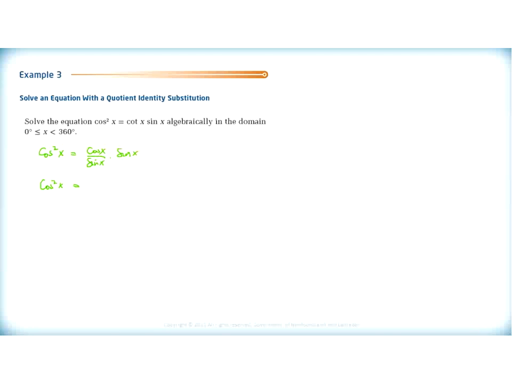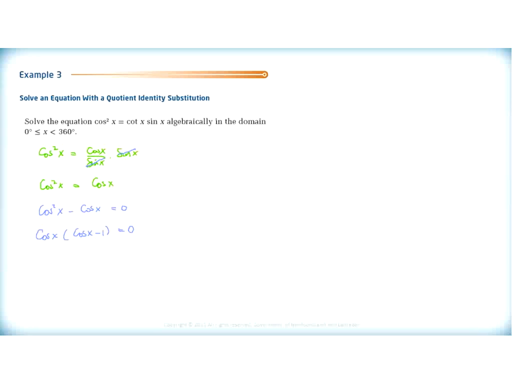Cosine squared equals cotangent, which is cosine over sine, times sine, which is simply going to give me cosine squared x equals cosine x, because of course, I'm sure you'll agree the sine x's will cancel here, right? That sine x will cancel with that one.